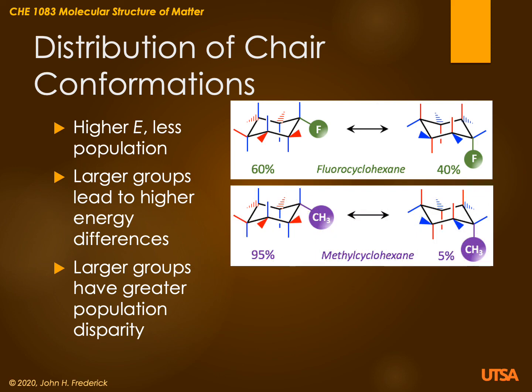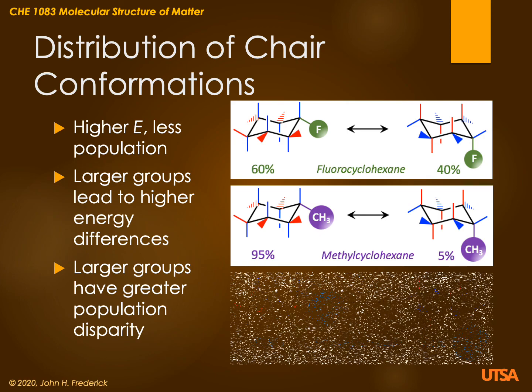Okay, let's go to a little bit bigger group. Let's go to methyl. Now we see there's quite a bit of population disparity. When methyl is in the equatorial position, it's 95% of the molecules, whereas in the axial position, it's only 5%. So when you put a methyl on a cyclohexane, most of the molecules in that sample are going to have the methyl in the equatorial position.